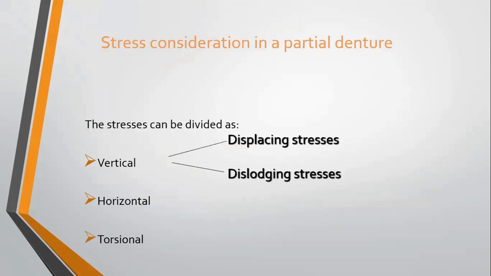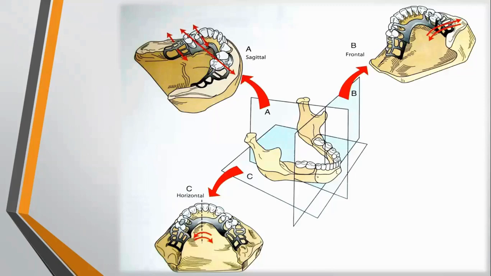So the stress concentrations in the partial denture include three types: vertical stresses, horizontal stresses, and torsional stresses. These can be displacing or dislodging forces on the denture. In this picture, you can see the different planes in which the partial denture is able to move. Three planes are shown as A, B, and C. A is the sagittal plane, B is the frontal plane, and C is the horizontal plane.